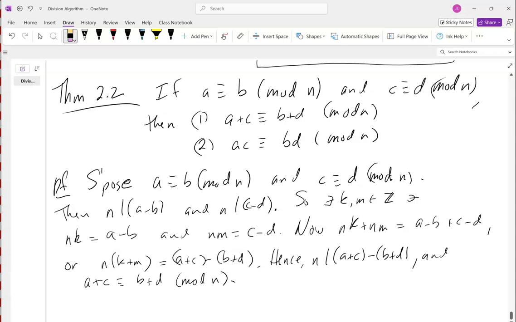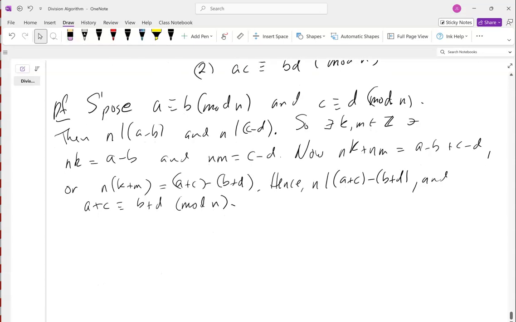All right. So we proved it for addition. Do you think you could also do the same thing for multiplication? Probably. Okay. So we have to be a little bit more clever with the multiplication, but it's not too bad. Like we did here, we needed to show that n divided the difference of the sums. We need now to show that n divides the difference of the products. So let's start with the difference of the products.